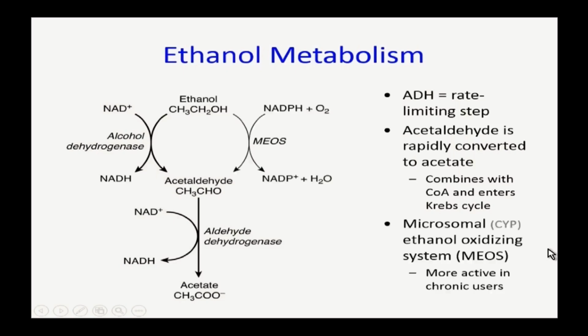Now, there is another way that ethanol can be oxidized to acetaldehyde, through the MEOS, or microsomal ethanol oxidizing system. This is just another term for the cytochrome P450 enzyme system. You know that alcohol can induce cytochrome P450 enzymes, and this normally very small side pathway can become significant in someone who is a chronic ethanol abuser.